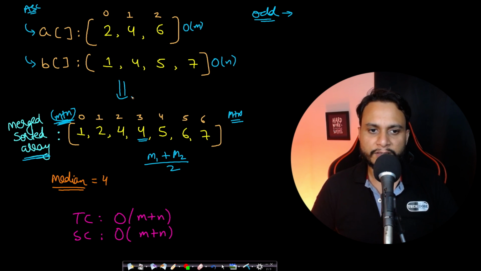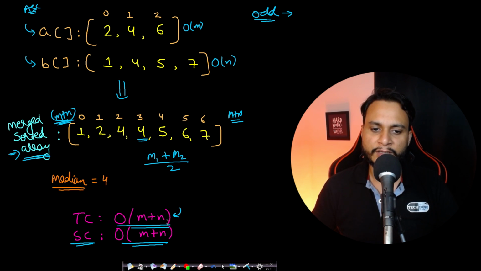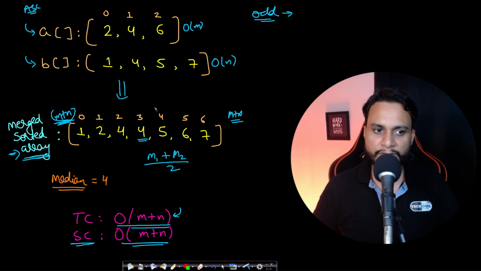If you follow this technique of merging these two arrays into one, then you will require some extra space for this, which is order of m plus n, and for the merging process you will require the time complexity of m plus n. After merging you can find the median in order of 1 time. Now this is the simplest possible solution for finding the median of two sorted arrays.